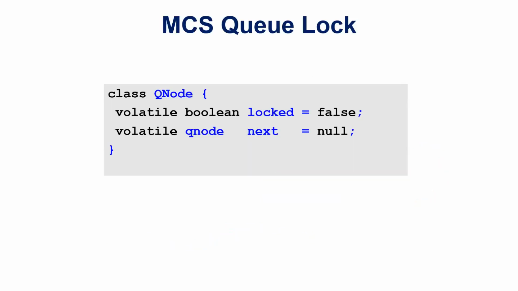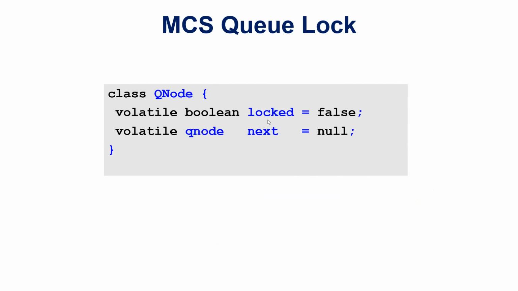Right. So if you look at this piece of code, here we are creating a queue node class. In the queue node class, we are declaring two variables: one is the locked field and the other is next. Next will store the address of the next queue node, which is of type queue node. That's why we are declaring next of type queue node.